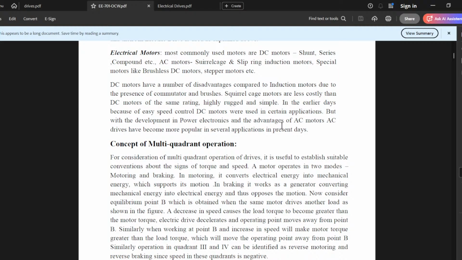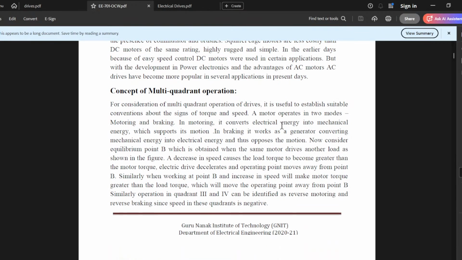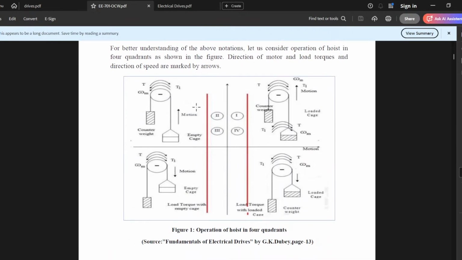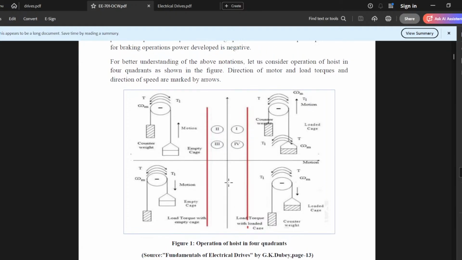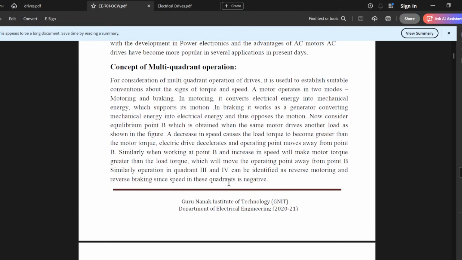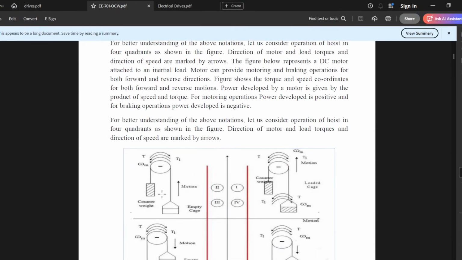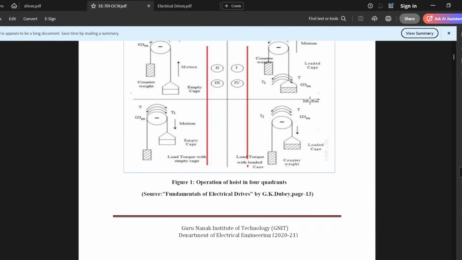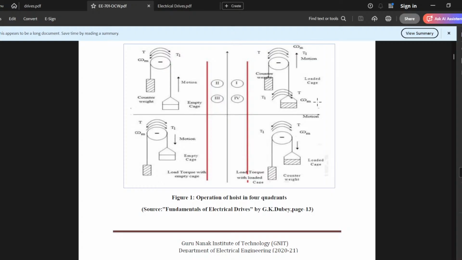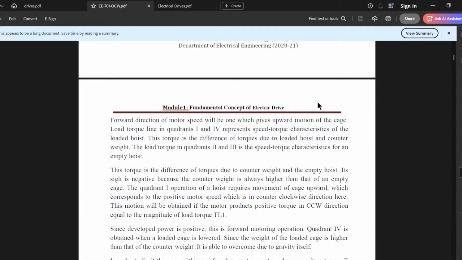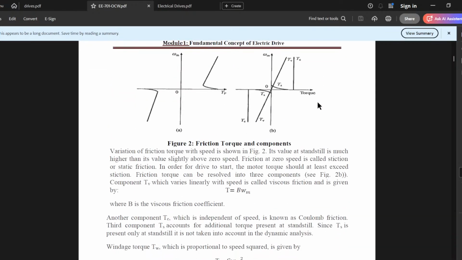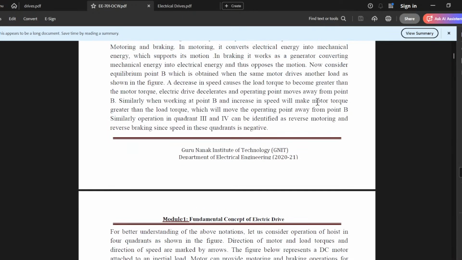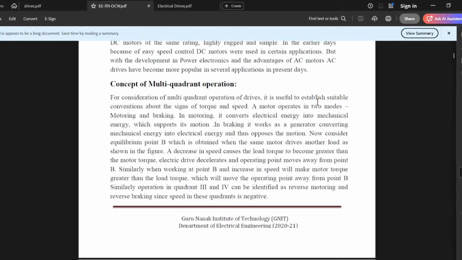Yes, the concept of multi-quadrant operation. Now, you must be scratching your head. What is multi-quadrant? We will just see. What is this? What does it mean to have the x-axis and y-axis replaced by speed, torque, and all these things? Okay, let me just take a water break, then we'll come back to this concept.